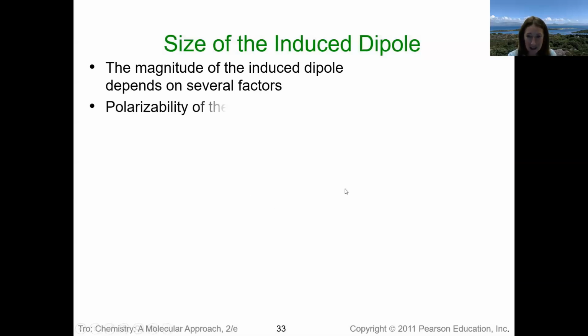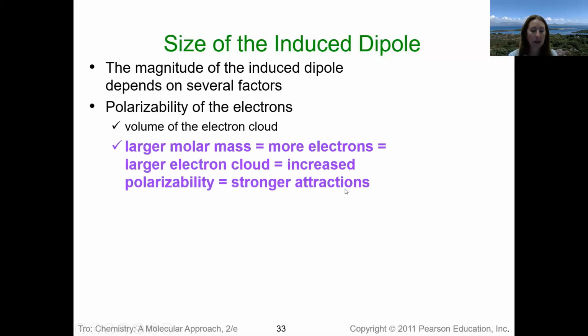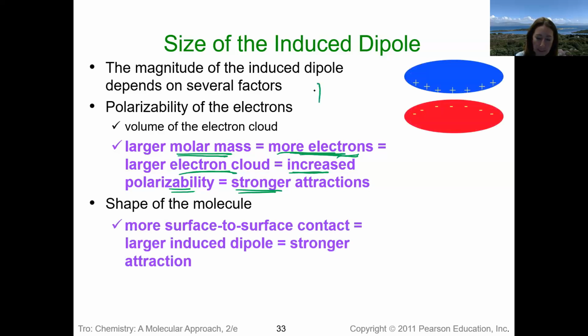So again, the size of this induced dipole, the magnitude, depends on the polarizability, or how big it is. So the bigger the molar mass, the more electrons there are. The more electrons there are, the bigger the electron cloud, which means it's more polarizable, which means we can line up more of them, which means the attractions are stronger, which just pretty much means bigger molecule, bigger LDFs.